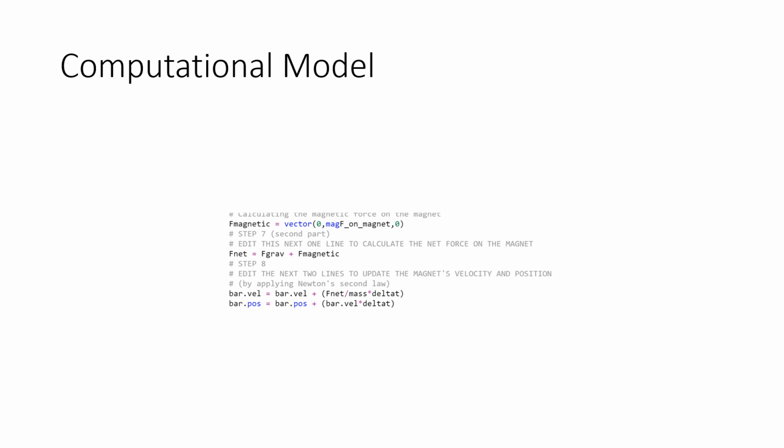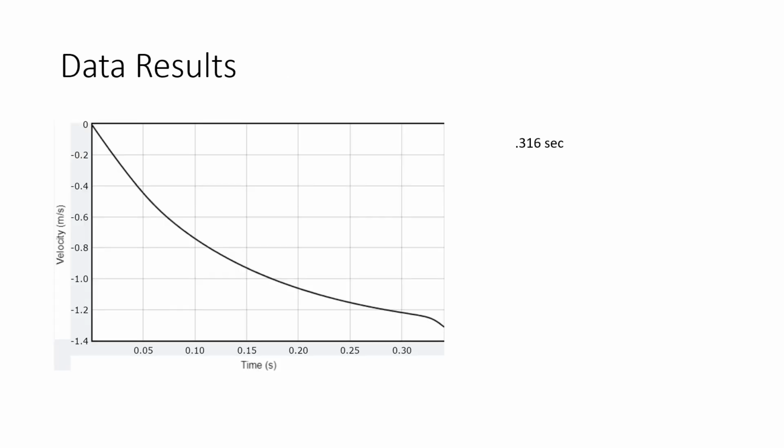And then we use Newton's second law to get the velocity and position of the bar magnet. From that, we can calculate how much time it takes to fall through. As you can see from our data, it only takes 0.316 seconds in the computational model for the bar magnet to fall through.